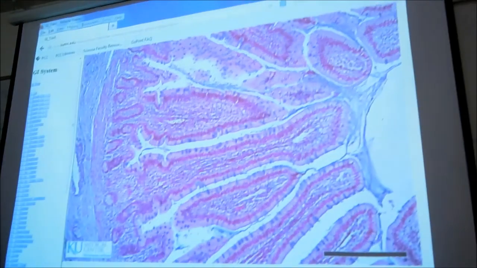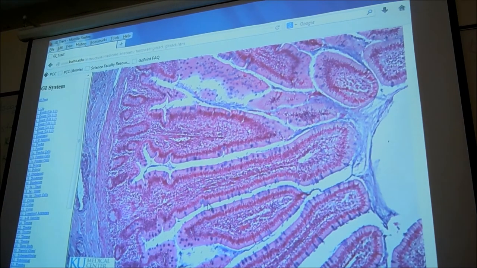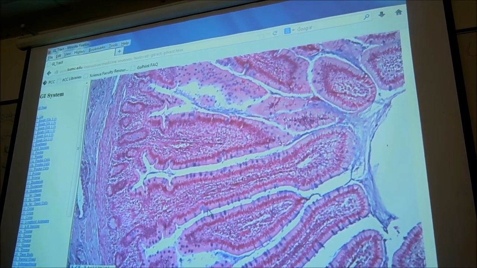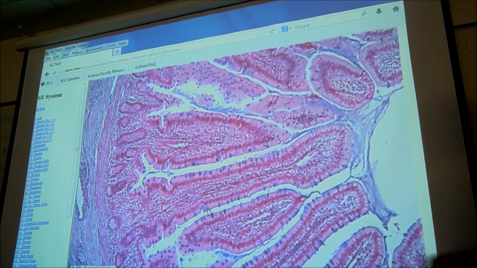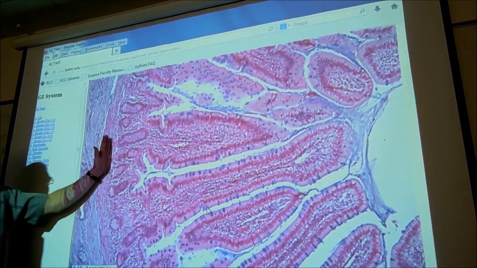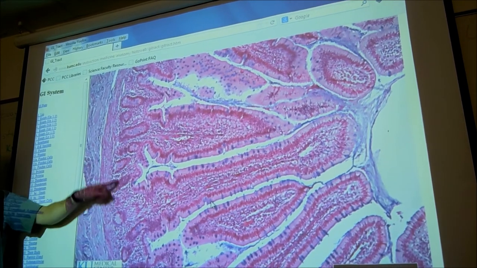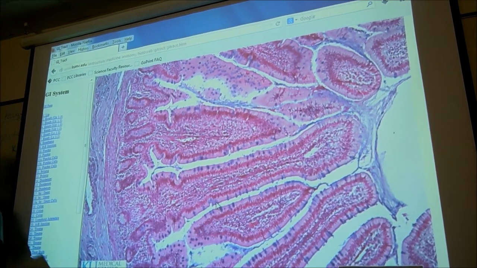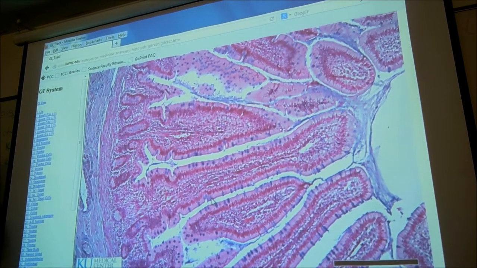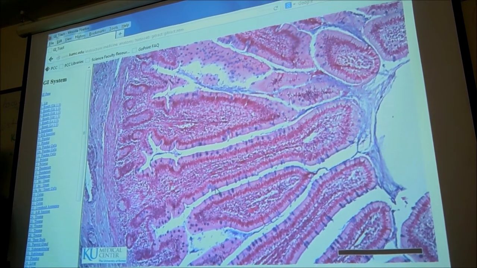So let's do our next one. I'll take you to a different website, but this one for now. Is this a duodenum? No, because the line is here. There's no glands over here. These are crypts, not glands. This one actually is jejunum, but you don't have to know that from that.